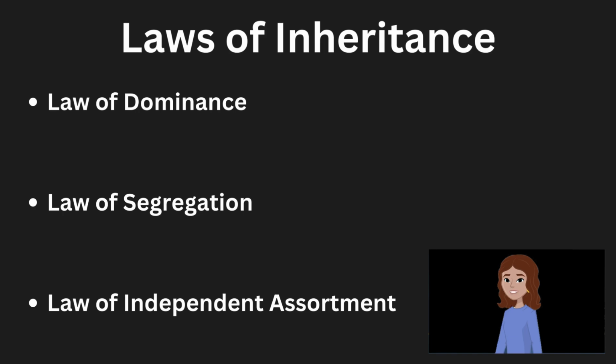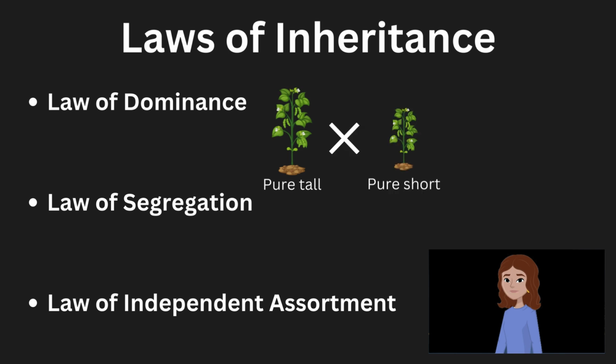The law of dominance was created from the observation that some traits were more common than others. For example, when a pure tall pea plant was crossed with a pure short pea plant, all of the offspring were tall. This means that the gene for tall pea plants is dominant over the gene for short pea plants. Inversely, we could say that the gene for short pea plants is recessive to the tall pea plants.